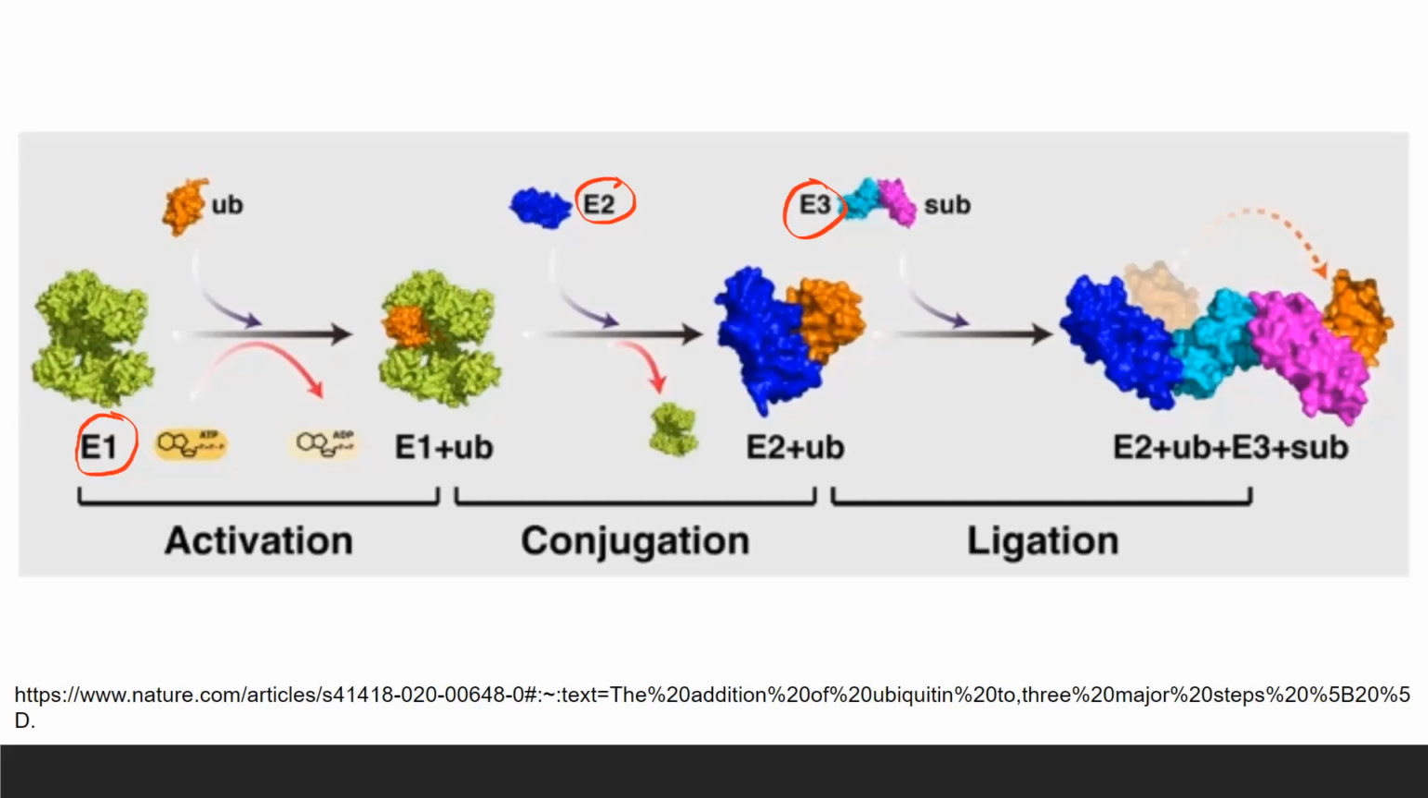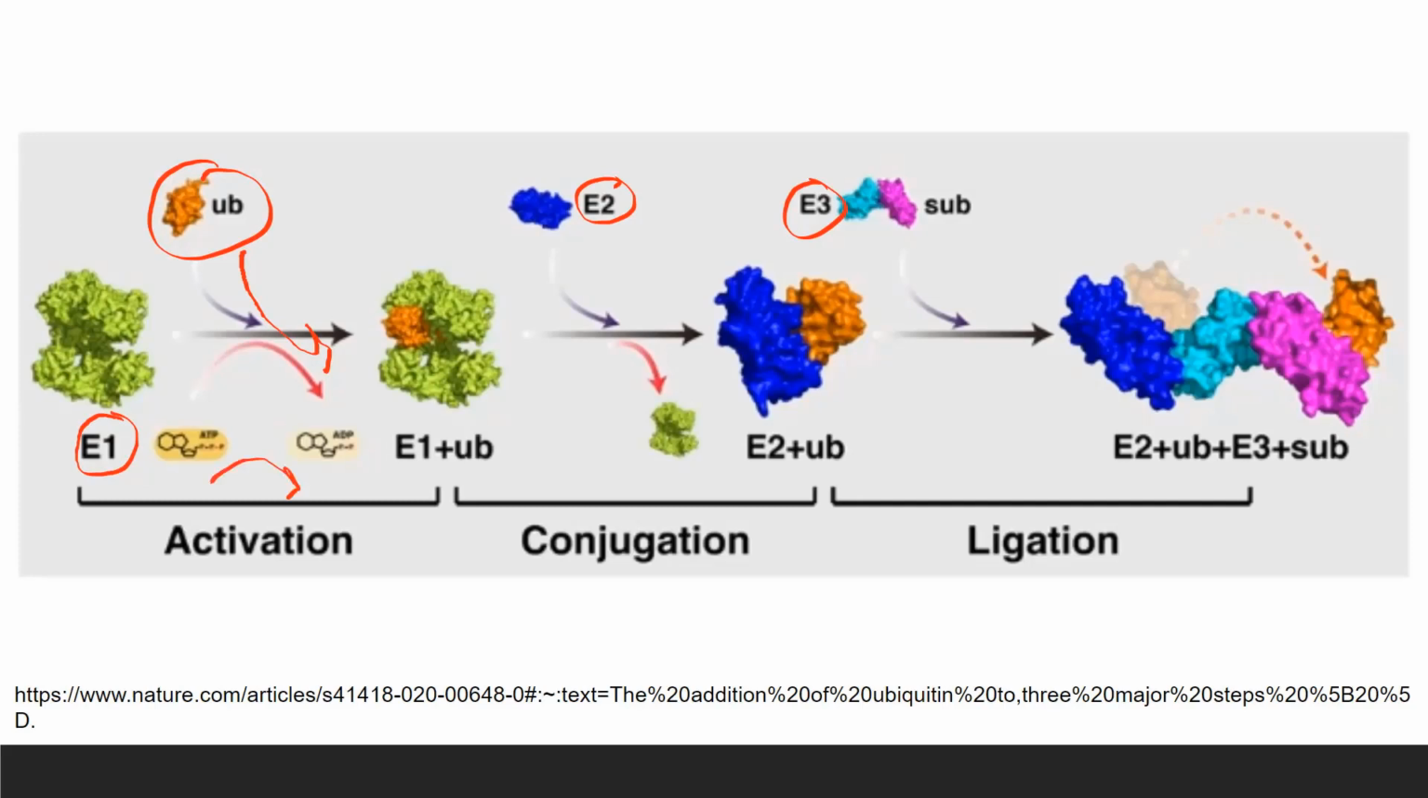So the first step is activation, that is mediated by E1. What happens is there is an E1 mediated catalysis of the acyl adenylation of the C terminus of the ubiquitin protein. And this is followed by the transfer of this ubiquitin to the active site of E1, which is cysteine. And this is done with the help of ATP. So there is energy involved.